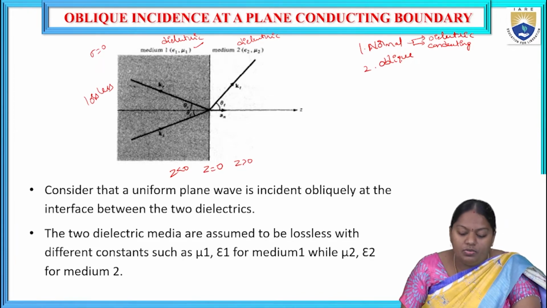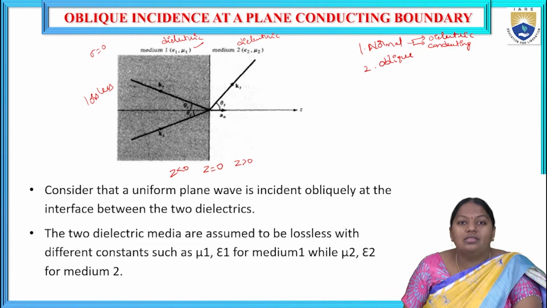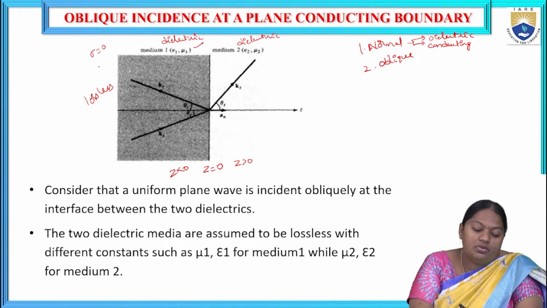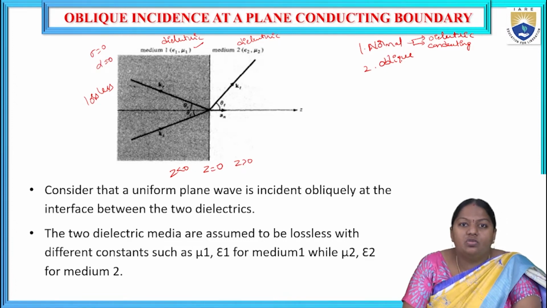Right? So to derive the mathematical expression for oblique incidence at a plane dielectric or conducting boundary, firstly we have considered the first case as a dielectric boundary, where both medium 1 and medium 2 are dielectric media. As we know, for a perfect dielectric medium the conductivity equals 0. Hence if sigma equals 0, alpha equals 0, and alpha 0 means there is no attenuation, no reduction in the amplitude of the signal. Hence a perfect dielectric medium is also called a lossless dielectric medium, right?